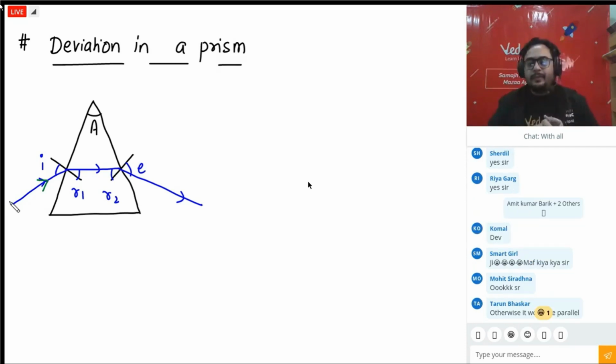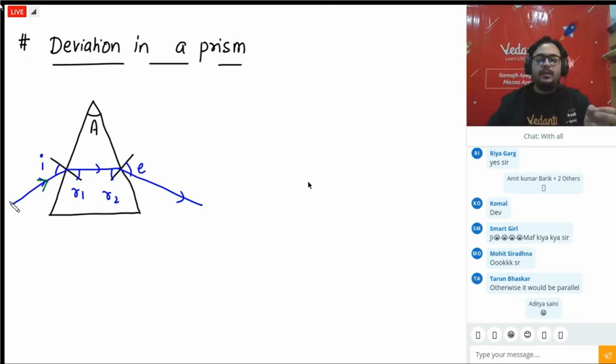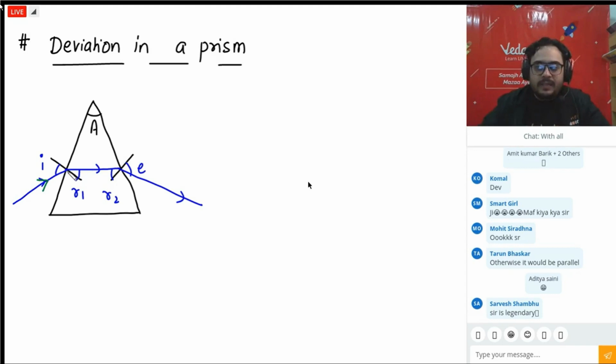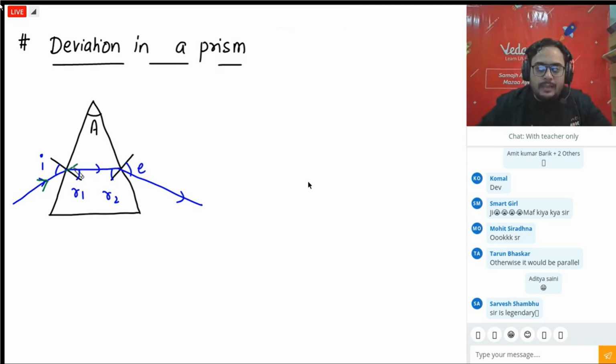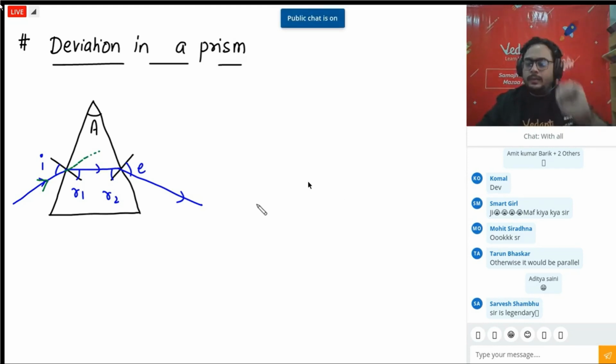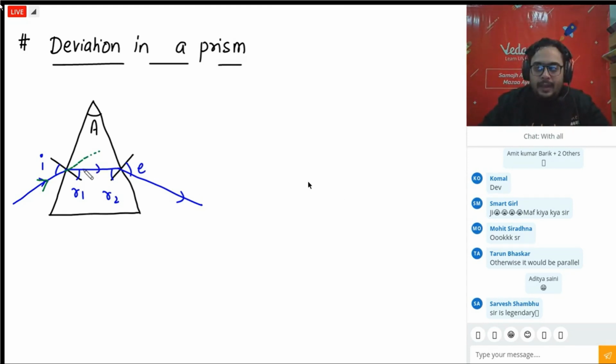Yes, if no deviation takes place, the incident ray and final emergent ray should have been parallel, but they are not. So deviation is occurring. So where is the deviation taking place? See, first deviation, ray was trying to go like this. Am I correct? If there would have been no prism, ray would have been gone like this, but it is going like this. So there is a deviation. I can say delta 1. Am I correct?